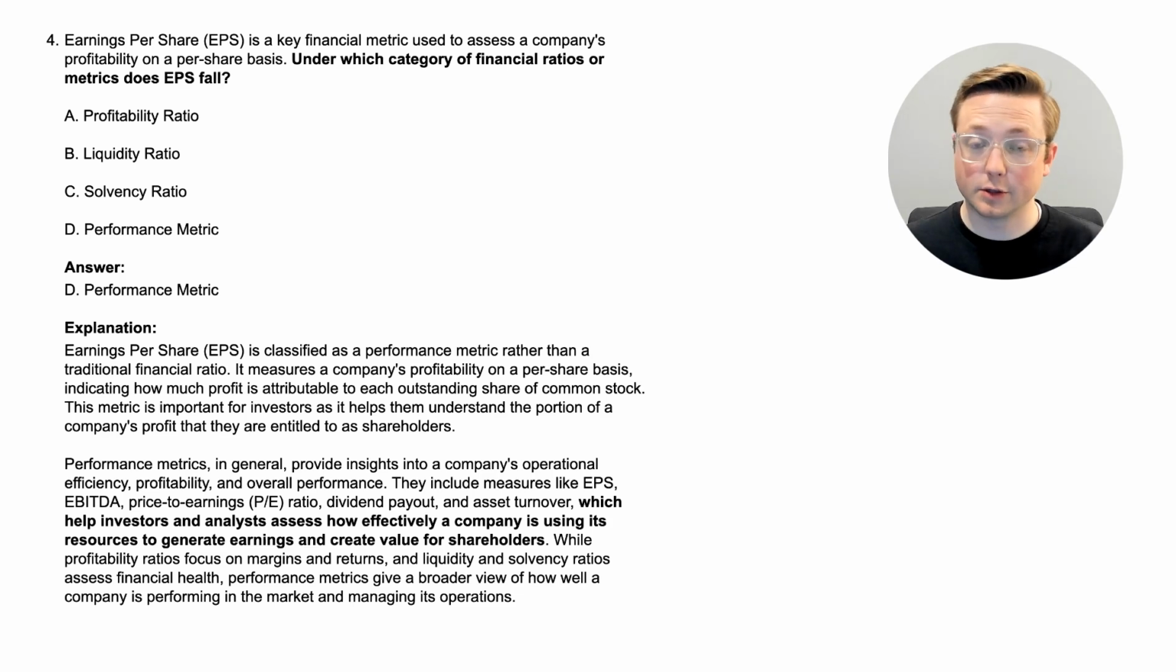Let's talk about earnings per share, and then let's talk about performance metrics in general. Earnings per share, or EPS, and we've talked about this a little bit in previous videos, is classified as a performance metric rather than a traditional financial ratio. It measures a company's profitability on a per share basis, indicating how much profit is attributable to each outstanding share of common stock. This metric is important for investors as it helps them understand the portion of a company's profit that they are entitled to as shareholders.